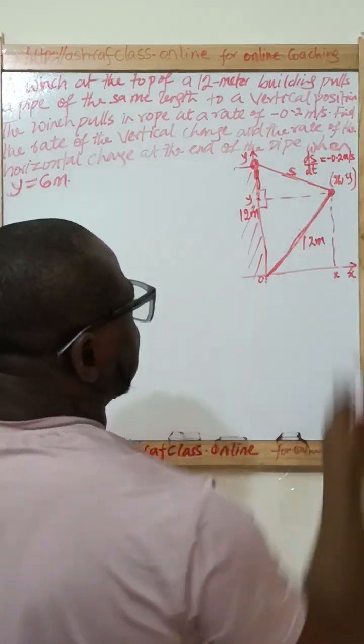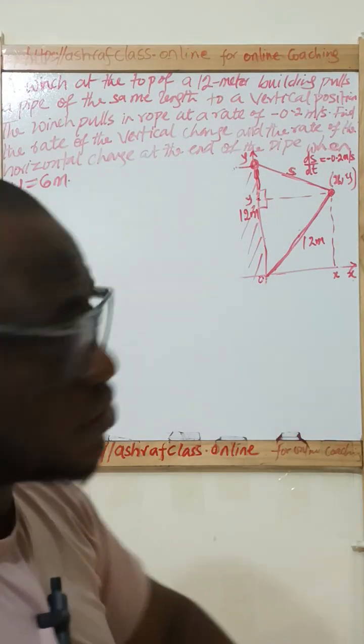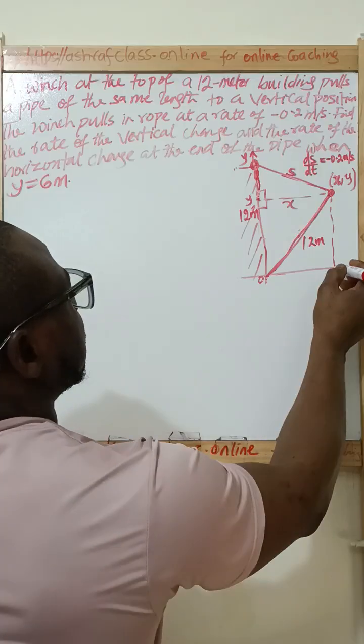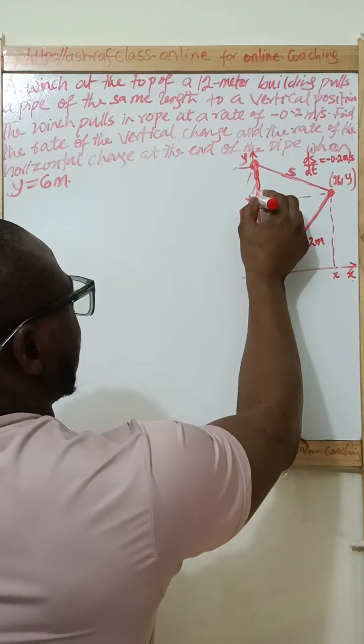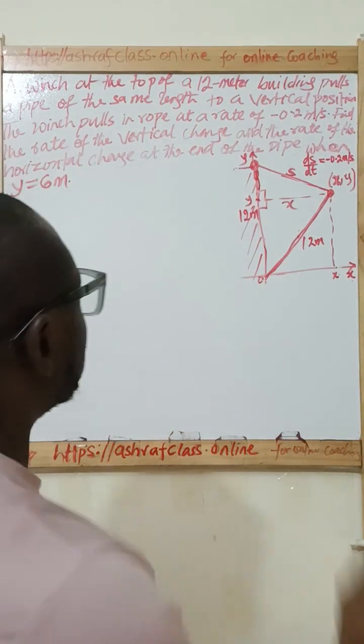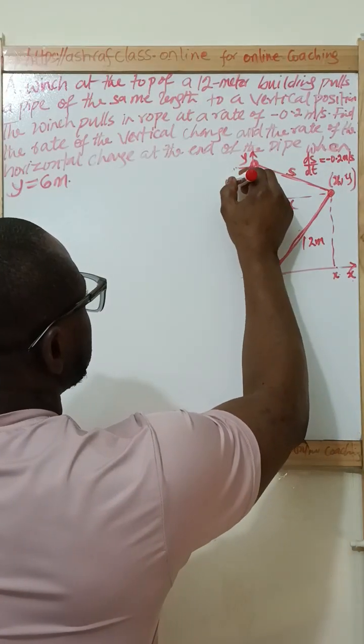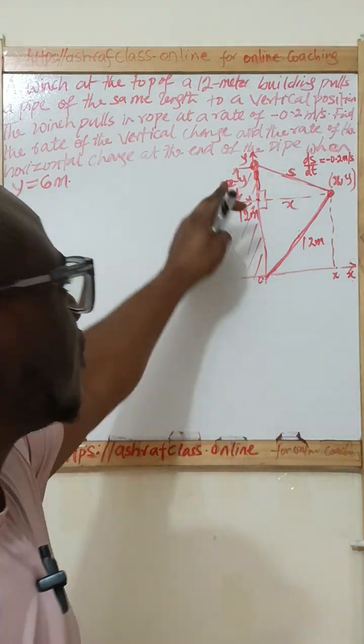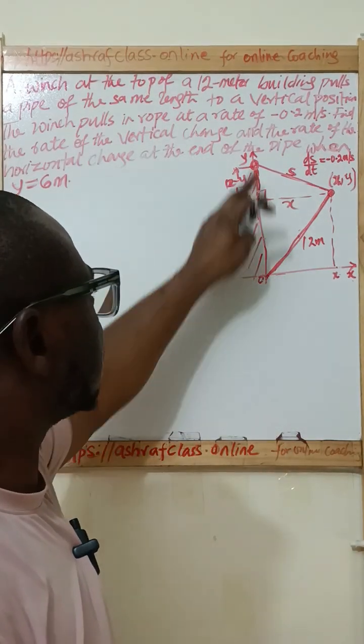And this is s, and ds/dt is also given. If from here to here is x, this is also going to be x, and if from here to here is y, this is also y. Which means from here to here is going to be 12 minus y. So this is y, this is 12 minus y.